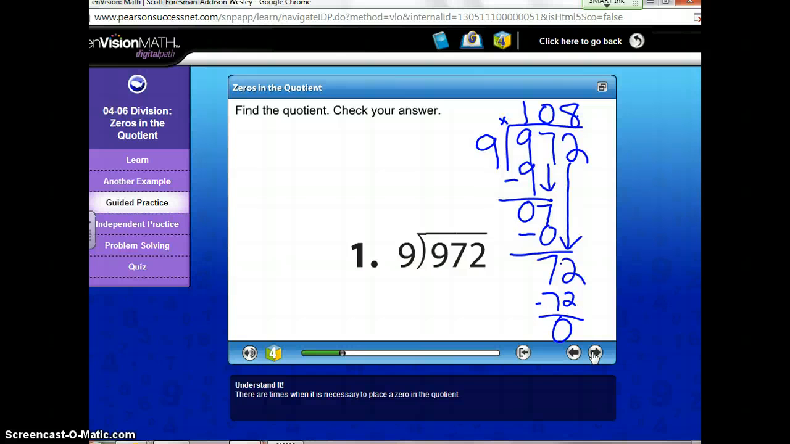Can I show you how? Well, how many 9s go into 900? 100 of them. So I know that my first digit's going to be 1. How many 9s go into 7? None. But how many 9s go into 72? 8. So 108. I could have done that in my head.